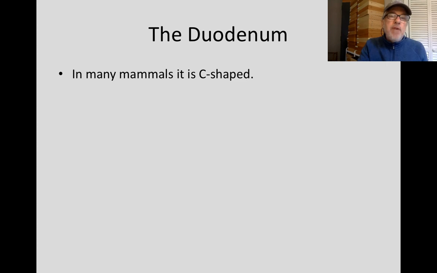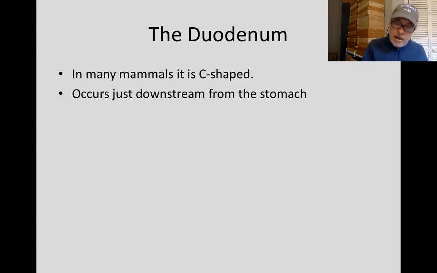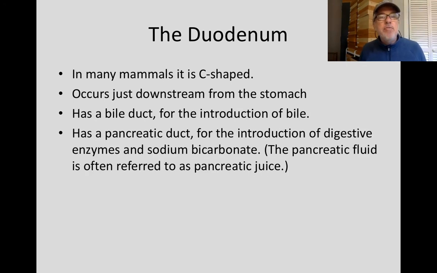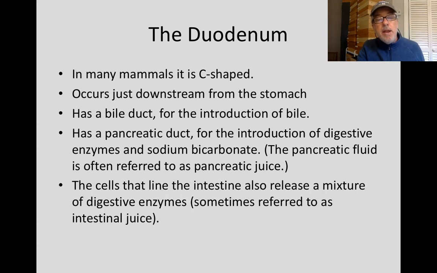The duodenum is recognized because it's often C-shaped in many mammals. It occurs just downstream from the stomach. It has this bile duct that we talked about already. And it has a pancreatic duct for the introduction of digestive enzymes and sodium bicarbonate. The pancreatic fluid you'll often hear referred to as pancreatic juice. I've never liked that term, so I don't tend to use it, but you may hear it in other material that you're looking at this year.